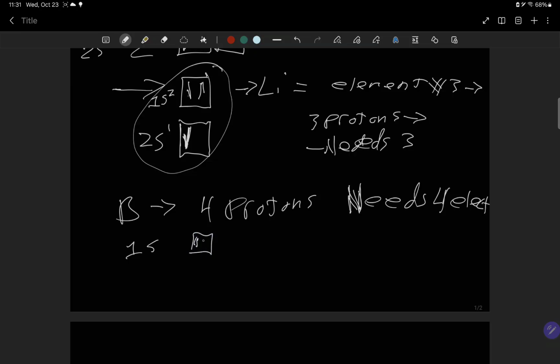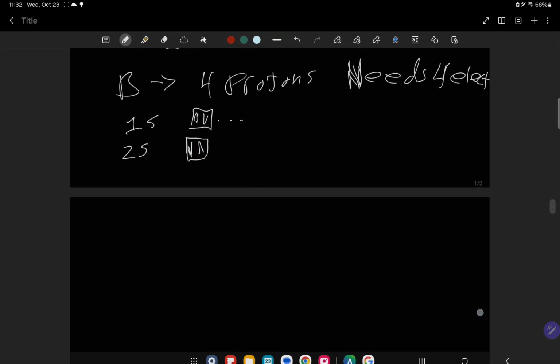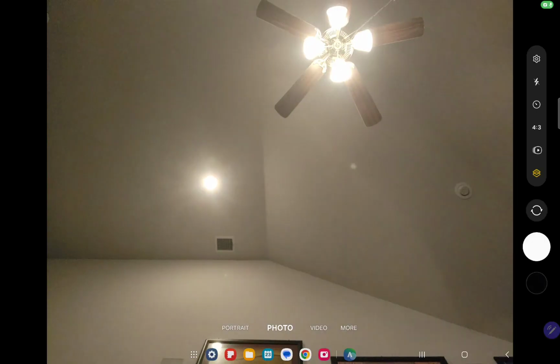So for this we have 1s, so we can put 2 in here. So we go 1, 2, that's filled. The next one is 2s, so we can put 2 in here. So we go 1 and 2. So that's beryllium.